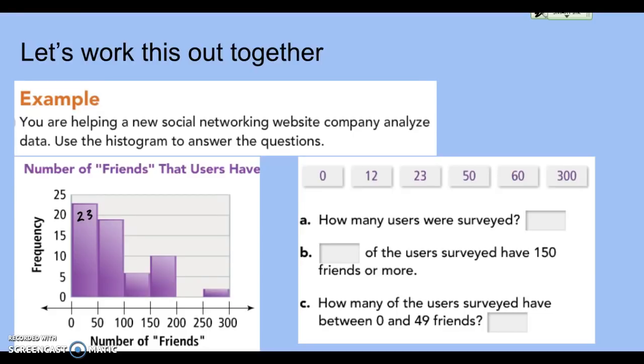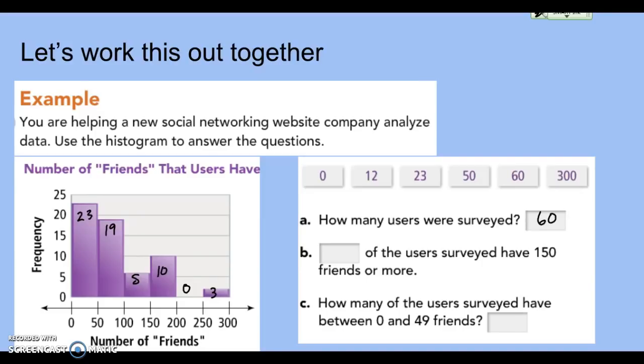That this one here is about 19. This one's 5. This one's 10. 0, and this one here is 3. So if we add our numbers up, how many users were surveyed? So you should have said that that was about 60 people that were surveyed.